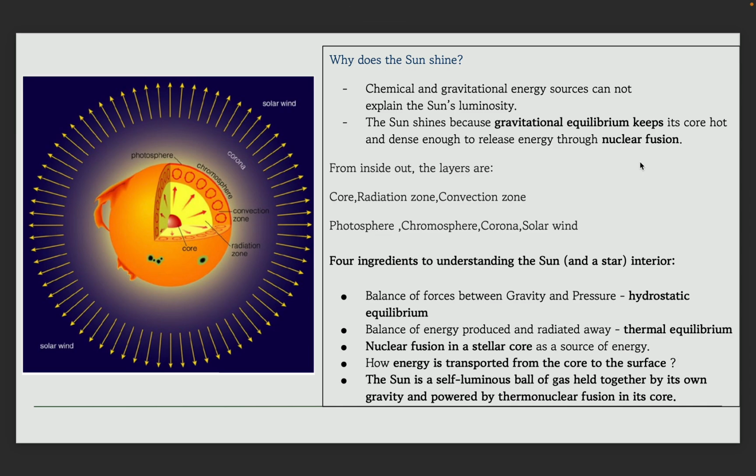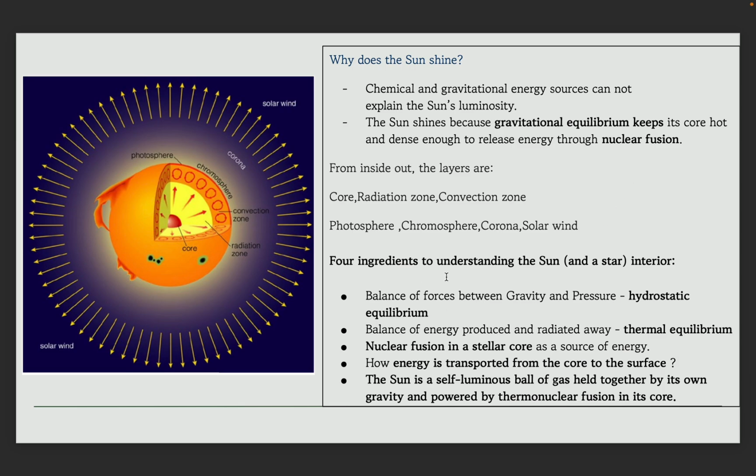Now one of the main questions in your mind is, why does the sun shine? The chemical and the gravitational energy sources cannot explain the sun's luminosity. The sun shines because gravitational equilibrium keeps its core hot and dense enough to release energy through nuclear fusion. From inside out, we know that there are layers such as core, radiation zone and convection zone. And in the atmosphere, the photosphere, chromosphere, corona, and sometimes the solar wind is also taken as one of the structures of the sun.